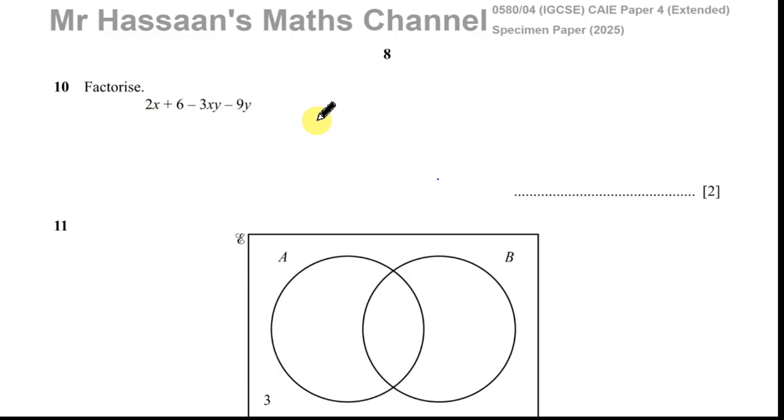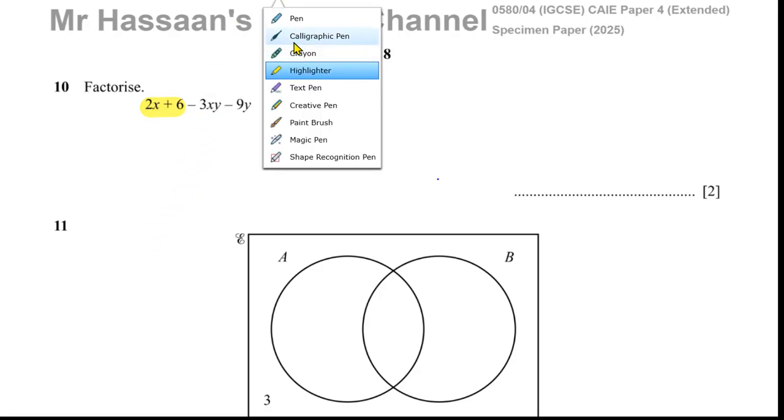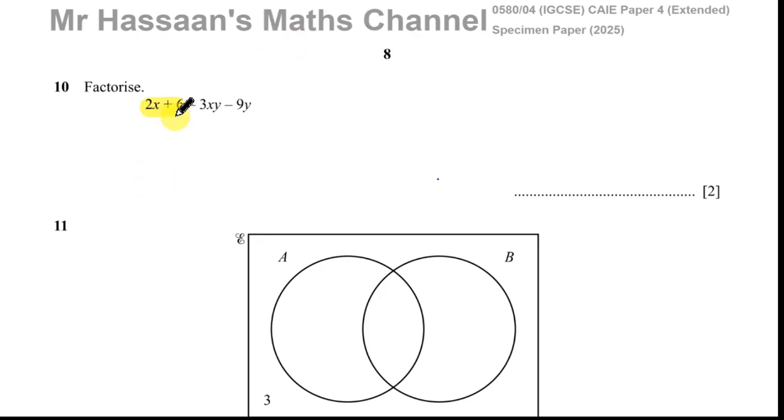Now, whenever you see four terms like this and you're asked to factorize, straight away in your mind you should be thinking about factorizing by grouping, where you take the first two terms by themselves, and you take the highest common factor out of those two terms first. So here we've got 2x and 6. The highest common factor is 2. So we're going to write 2, and then we open a bracket and we have x plus 3. That will give us 2x plus 6.